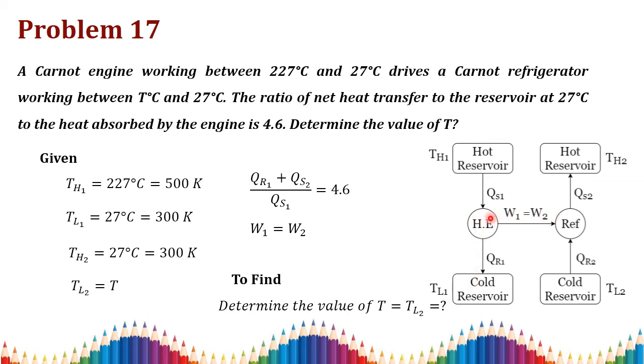Whatever work done is taken out from the heat engine is given as input to the refrigerator, which it drives. The refrigerator works between a higher temperature reservoir of 27 degrees Celsius and a lower temperature reservoir that isn't given. The ratio we need to find is the net heat transfer to the reservoir at 27 degrees Celsius. This is the 27 degrees Celsius reservoir. So we need to find the ratio QR1 plus QS2 divided by the heat absorbed by the engine, which is QS1. That is, the ratio QR1 plus QS2 divided by QS1 is 4.6.